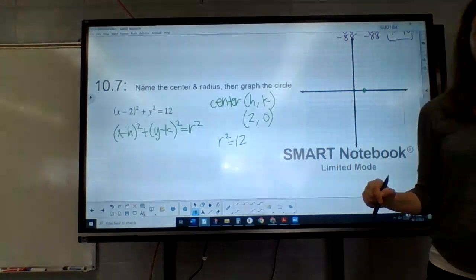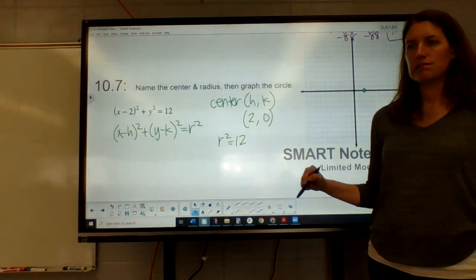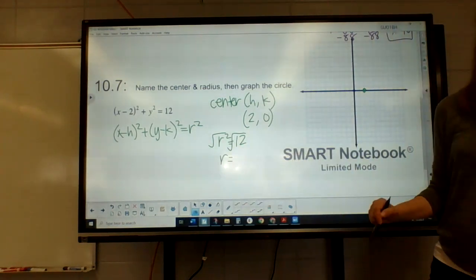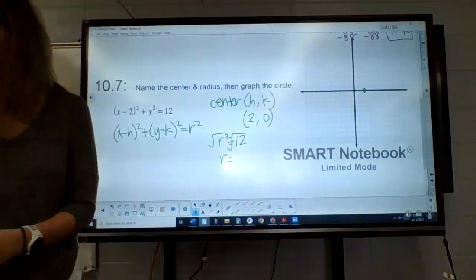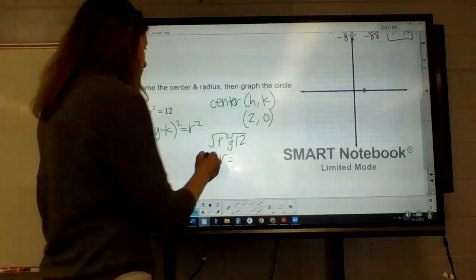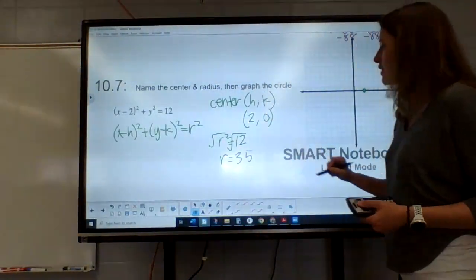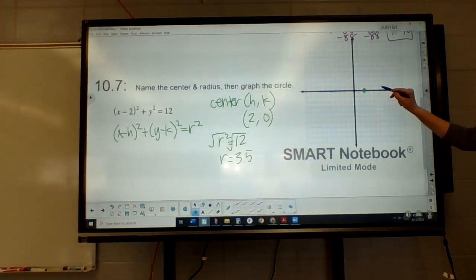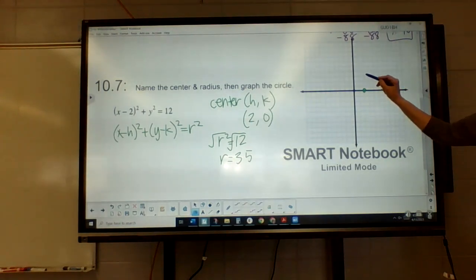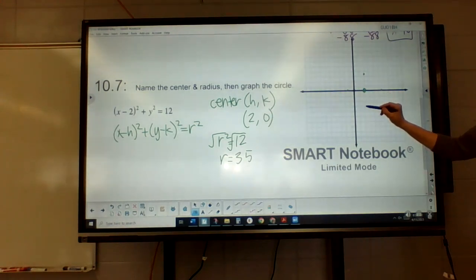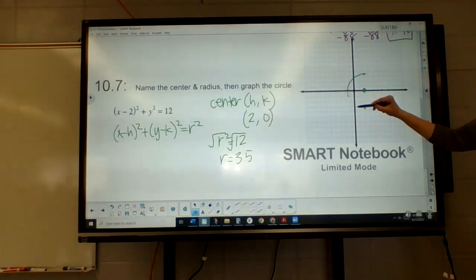So what would I do to figure out what r is? Square root it. So the square root of 12 is going to be like 3 point something. And this is okay. Don't think you're wrong just because it's a decimal. It's 3.5-ish. So what I'm going to do is I'm just going to count out 3.5 in each direction. And then we're going to draw our circle.